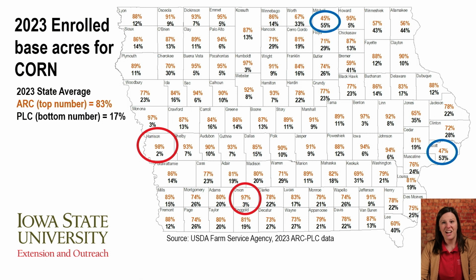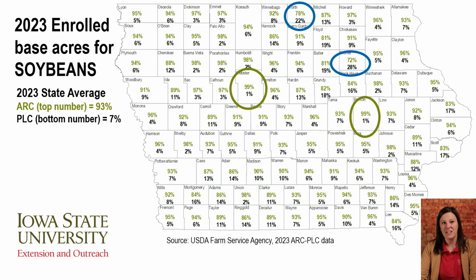I just wanted to highlight where the most acres have been based on that ARC-CO program. Mitchell and Scott counties were the highest that moved base acres into the PLC program, and Harrison and Union have the highest percent in ARC-CO. I have that same data for soybean base acres. The highest sign-up there for ARC-CO were Webster and Benton, and the two counties with the highest PLC sign-up were Worth and Bremer.